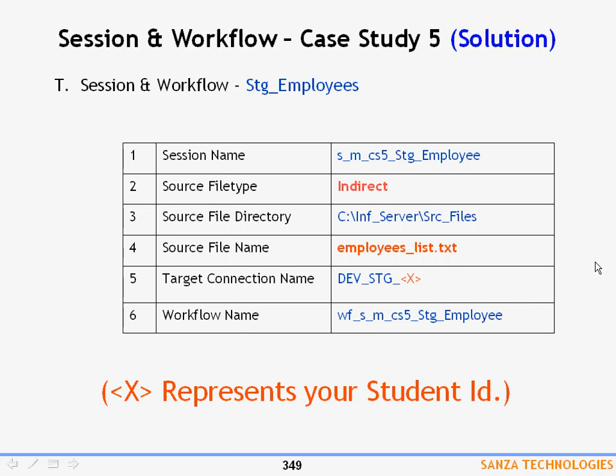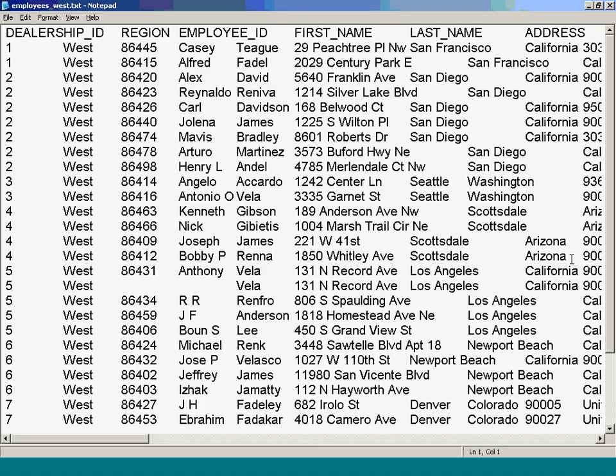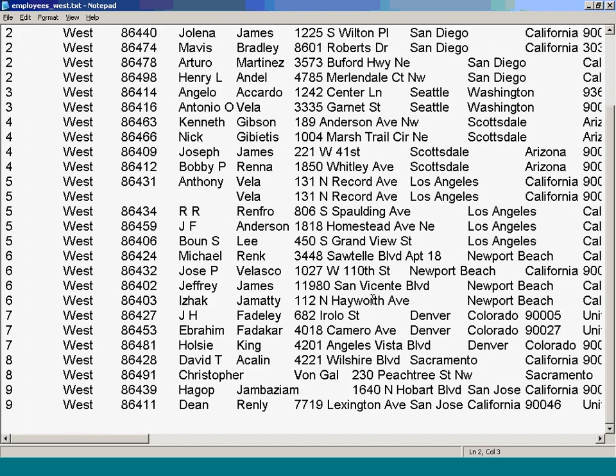Now I'll execute this mapping. But how many records should it load? That is what we will discuss now. So this is employee West. How many records will this employee West contain? You can see it with view status bar in a .NET file. So there are 32 records.